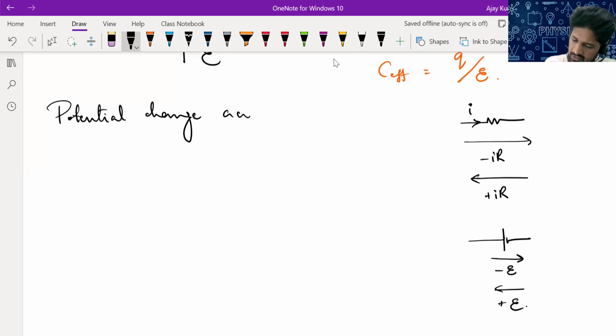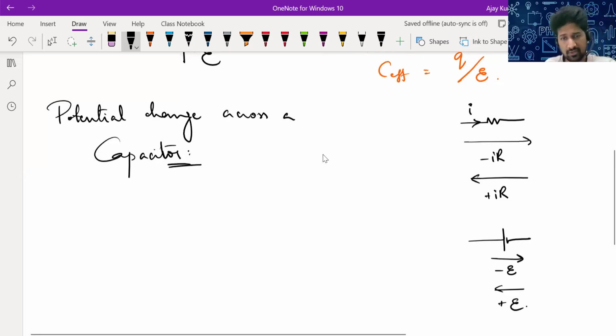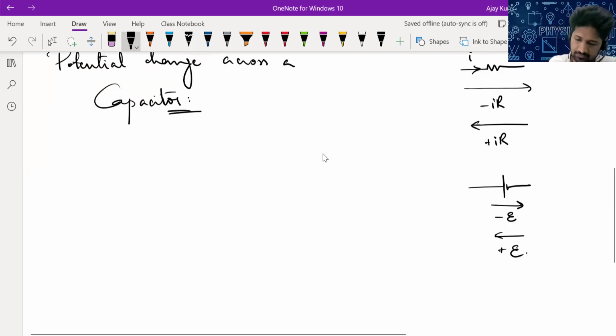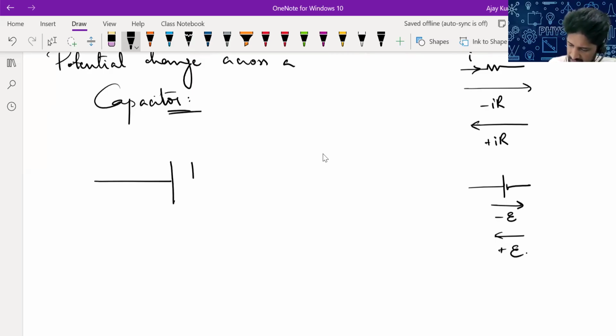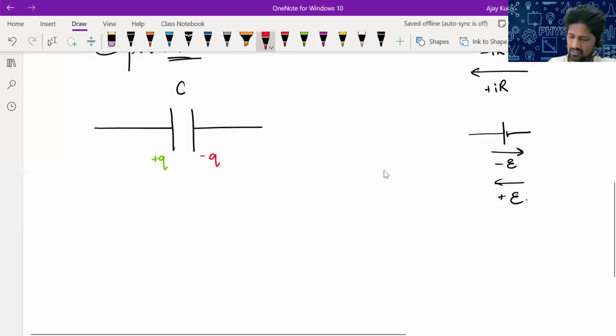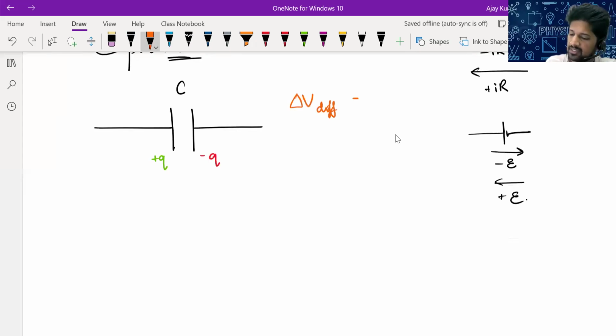Let's see how to express potential change across a capacitor so that we can use KVL in case of capacitors also. We'll solve some other problems also based on this. Consider a capacitor like this. Now, I told you this is the standard symbol for a capacitor. It doesn't necessarily have to be a parallel plate capacitor. For any capacitor, this is the circuit symbol we use. Let's say its capacitance is C, and assume this plate has a charge plus Q and this plate has a charge minus Q. Now, the potential difference between the plates of a capacitor is Q by C. Q is equal to CV, V is equal to Q by C.